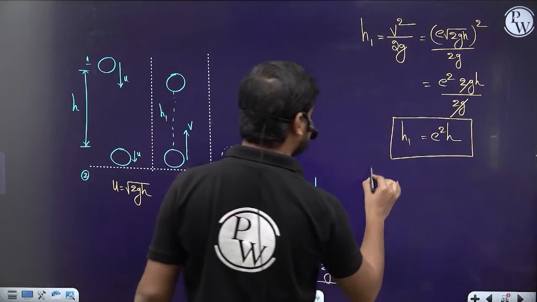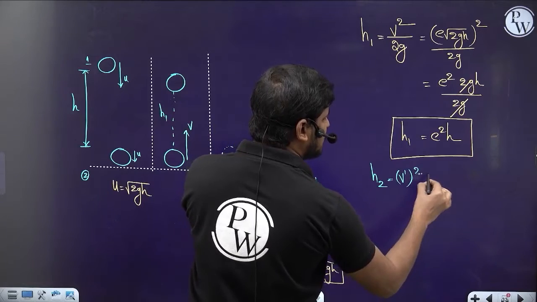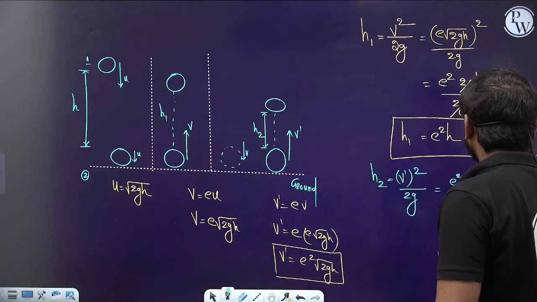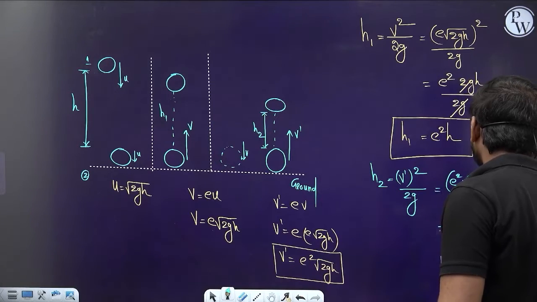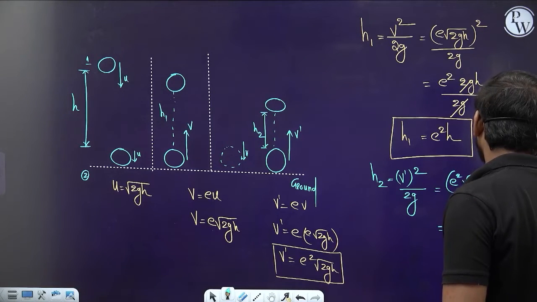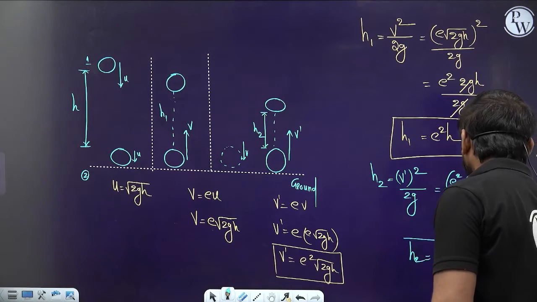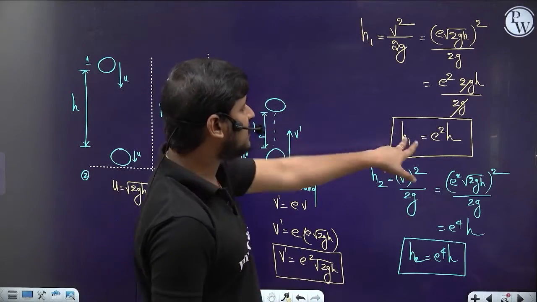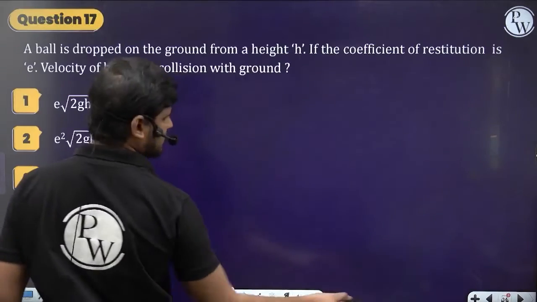So now how do you find h2? The height h2 will be equal to the velocity with which it is bouncing, v dash, squared, divided by 2g. What is the v dash velocity we got? E square root 2gh, whole square by 2g. From here e square becomes e to the power 4. 2g gets cancelled, and root h squared means h. So h2 is equal to e to the power 4 h. So in the second rebound it rose to a height of e to the power 4 into h. In the first rebound it rose to a height of e square into h.